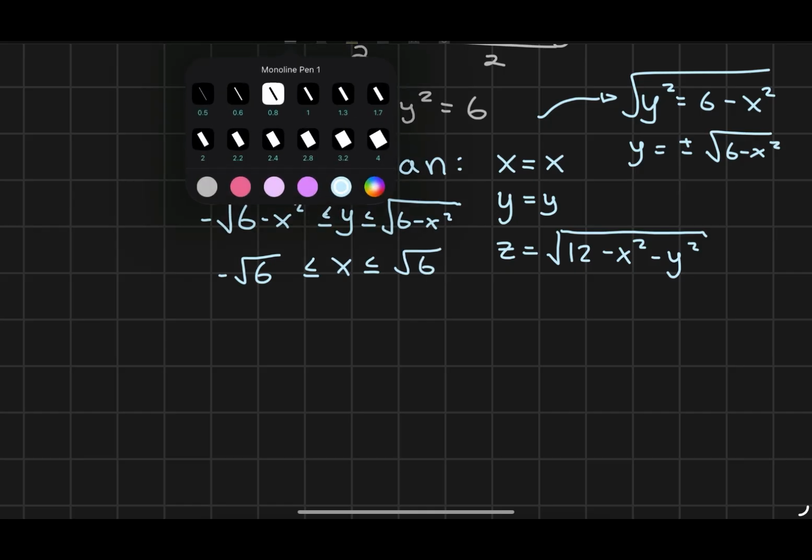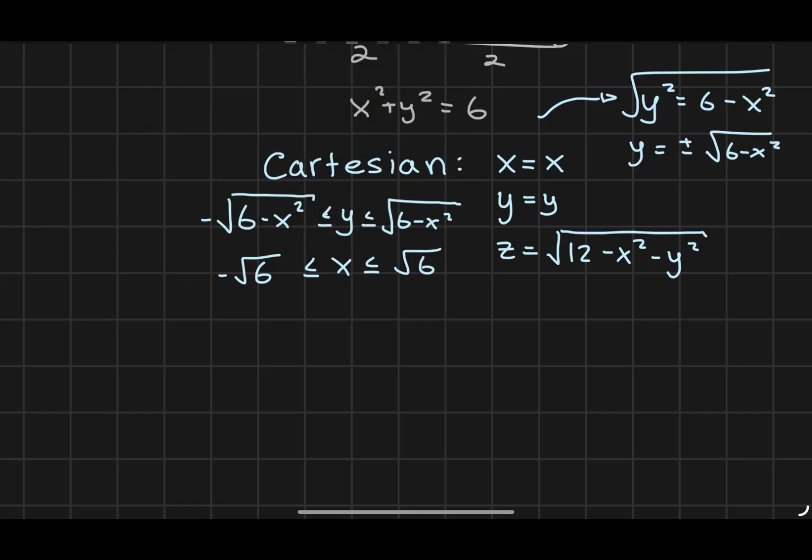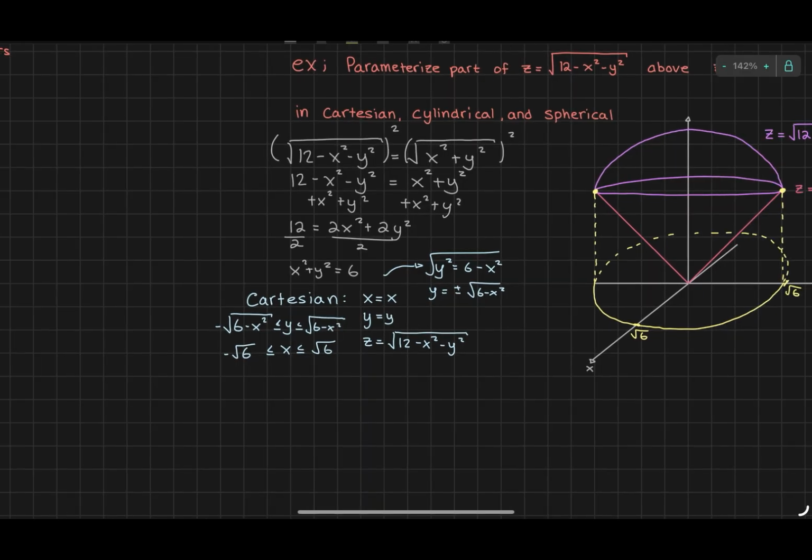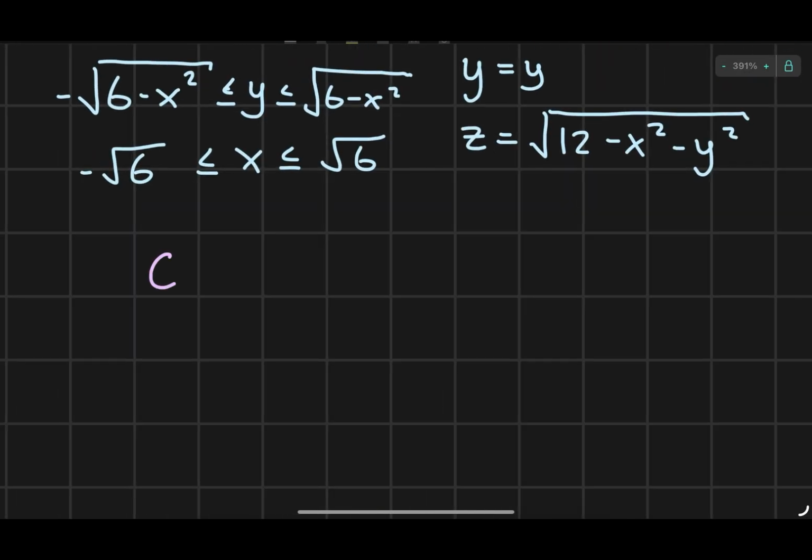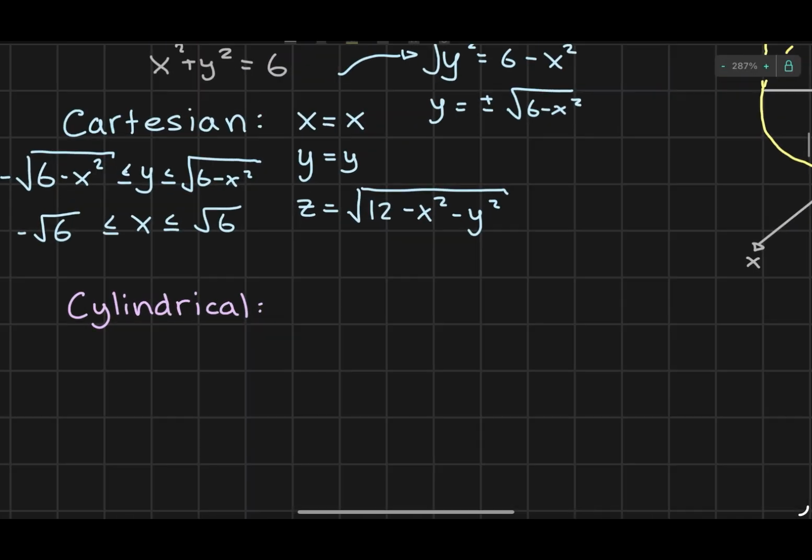So that was our Cartesian coordinates. Let's go ahead and do the second thing we're asked for, which is cylindrical. Remember that for our parameterization for cylindrical, our x is going to equal r cosine theta, our y is going to equal r sine of theta.